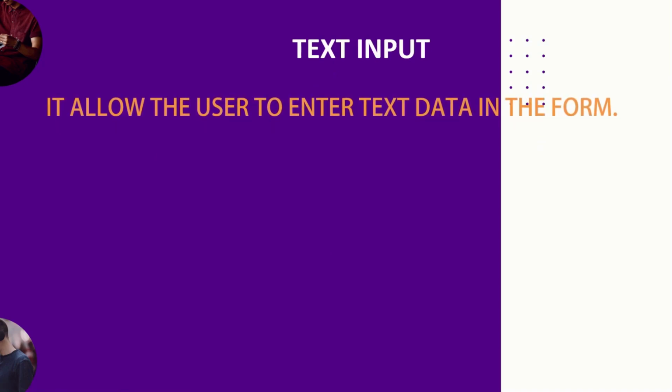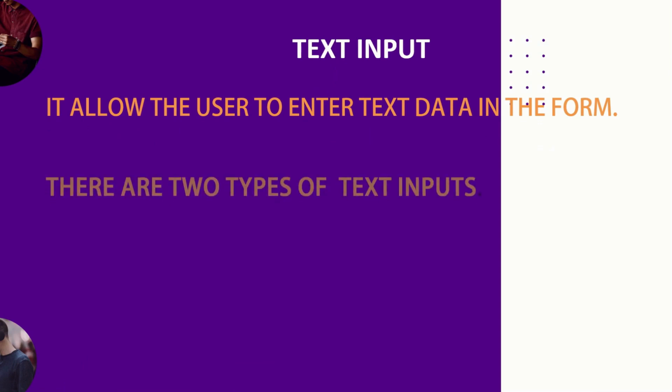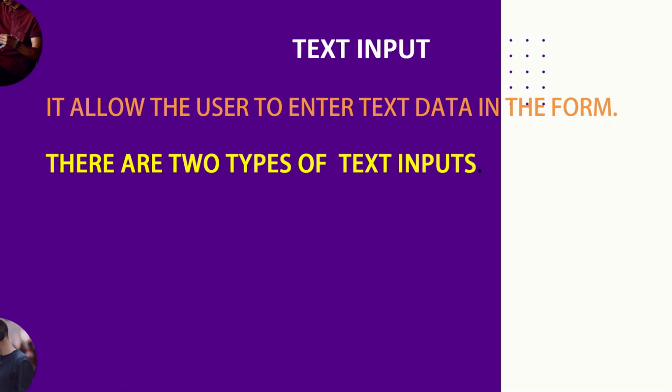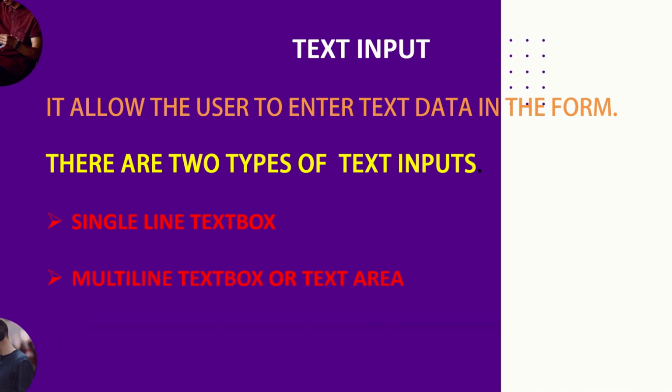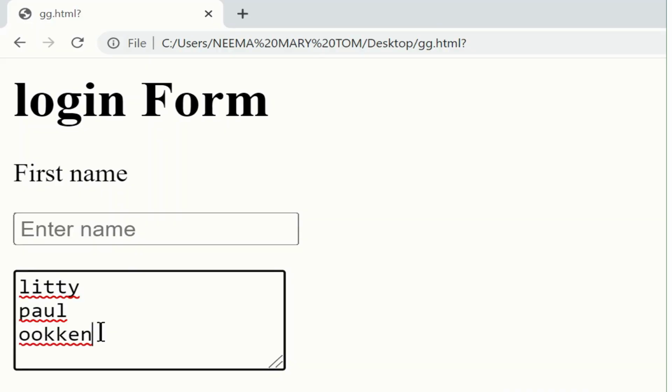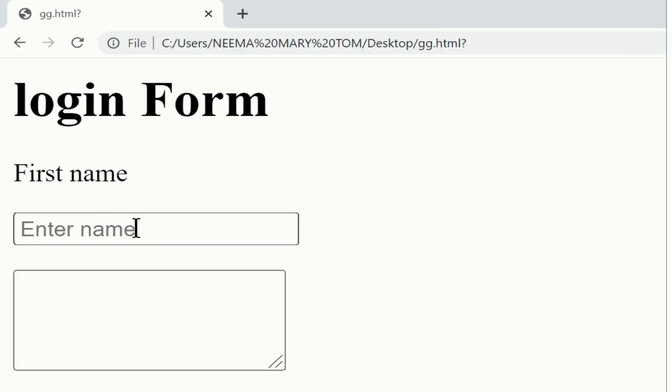Text input. It allows the user to enter text data in the form. There are two types of text inputs: single line text box and multi-line text box or text area. There are two types of text boxes.